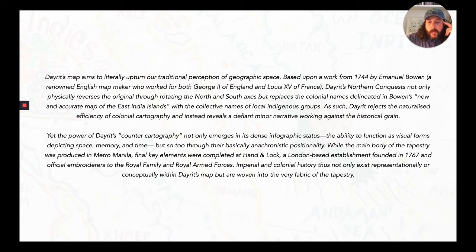So this is from the artwork text that I wrote for the exhibition last year. Dairit's map aims to literally upturn our traditional perception of geographic space. Based upon a work from 1744 by Emmanuel Bowen, an English map maker working within this era of colonization, Dairit's Northern Conquest not only physically reverses the original work through rotating the northern and southern axes, but replaces the colonial names in the original map with the collective names of local indigenous groups. As such, Dairit rejects the naturalized efficiency of colonial cartography and reveals a defiant minor narrative working against the historical grain.